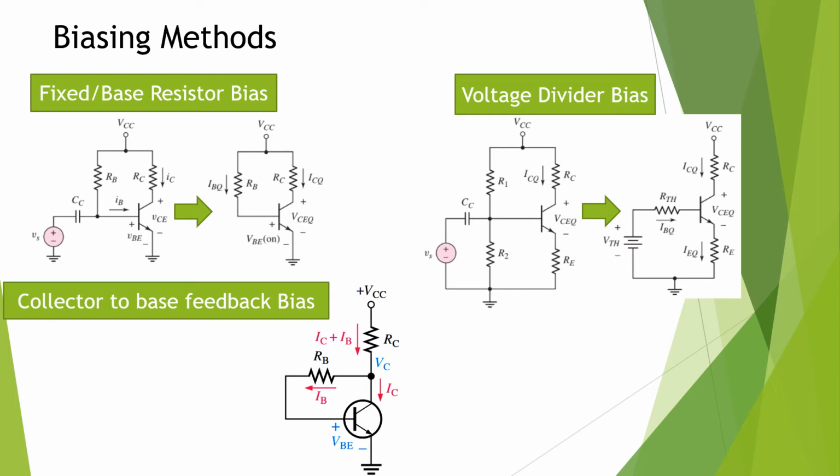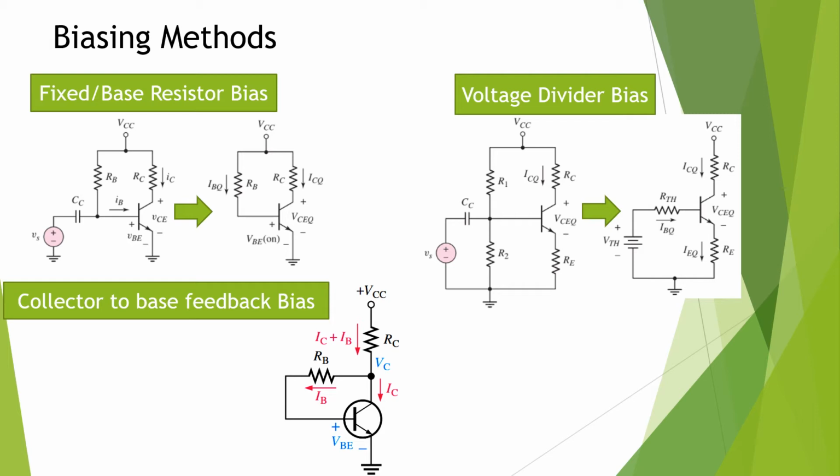Whenever there is a change in the collector current due to temperature, what happens? The IB current will be reduced. IB current reduced means, obviously, we know that IC equals beta into IB, so IC will be reduced because IB is reduced. So by using the feedback, we are able to control or stabilize the Q point at a fixed position.